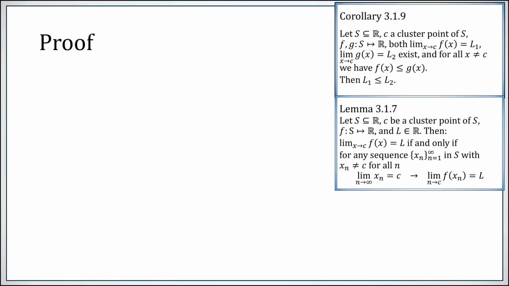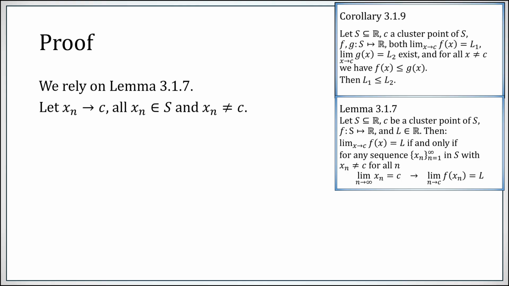Proving. Let's remember lemma 3.1.7, which is going to be important. Suppose x_n is a sequence converging to c, all drawn from elements of S, but none of them equal to c. So, because x_n is converging to c, and we did assume in corollary 3.1.9 as part of our givens that these limits exist, it follows that f of x_n must converge to L1, and similarly g of x_n must converge to L2.